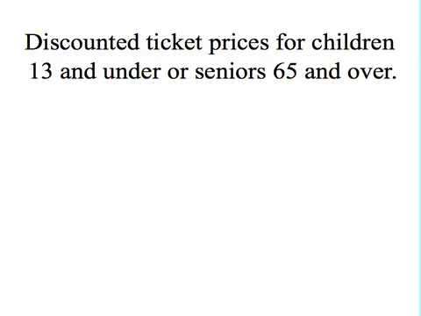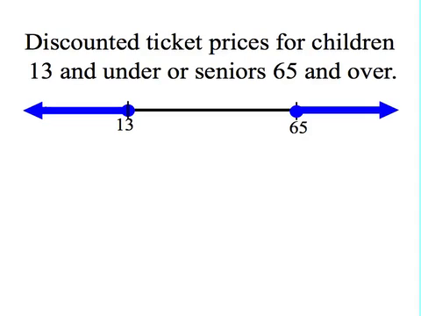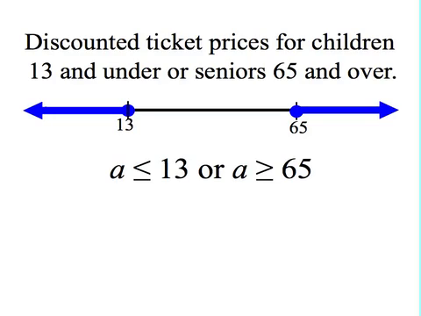And here's a different kind of example of a compound inequality. We're giving discounts for children 13 and under or senior citizens 65 and over. So we have two separate graphs that share the same number line. But no one can be under 13 or over 65 at the same time. So this is known as an OR problem. We're allowing people that are both young and old to get the discounted ticket prices. You can't write this as a triple. We have to write two separate inequalities separated by the word OR. So this is read, A is less than or equal to 13, or A is greater than or equal to 65.